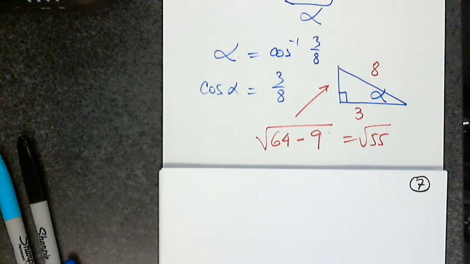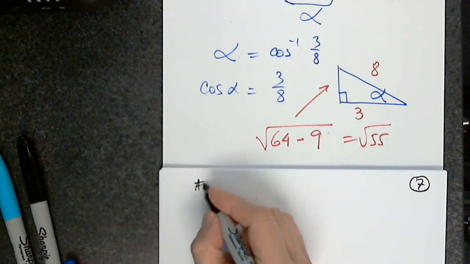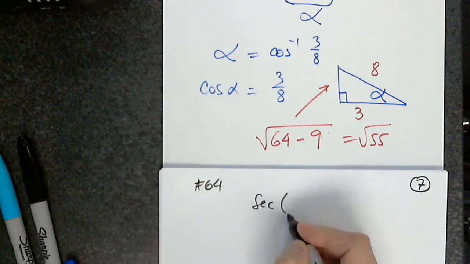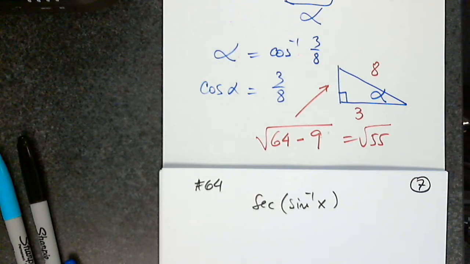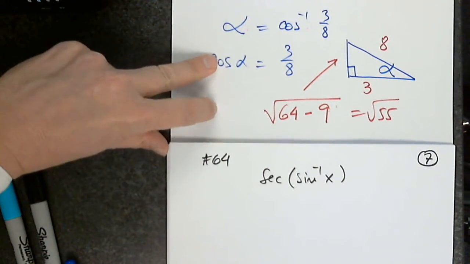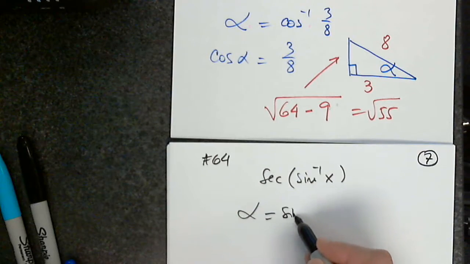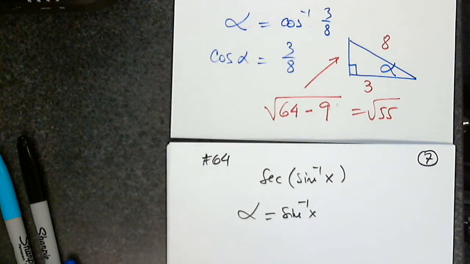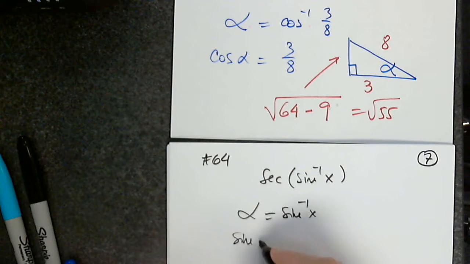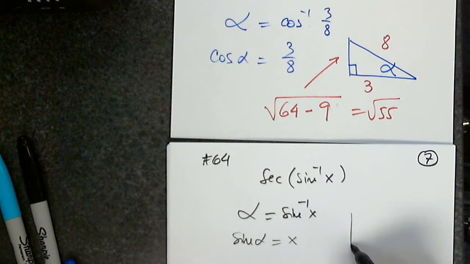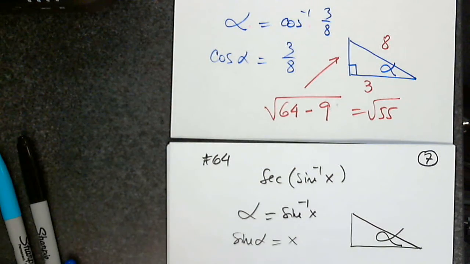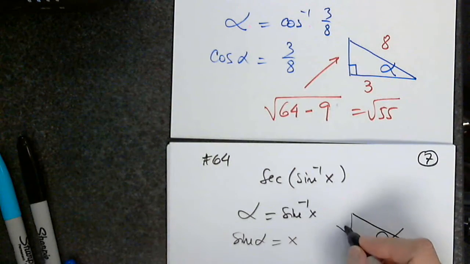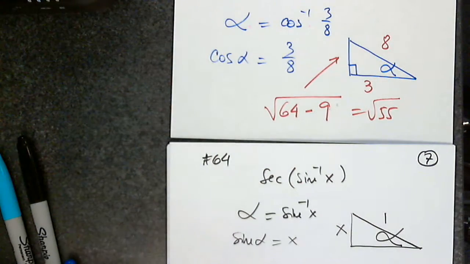Any questions? Okay, in 64, everything is identical. It's just that we don't have numbers. We have a variable. Same idea. Sine inverse is an angle. So alpha equals sine inverse x. I apply sine to both sides: sine alpha equals x. And I draw my triangle in which I have an angle alpha whose sine is x over 1. The opposite is x. The hypotenuse is 1.